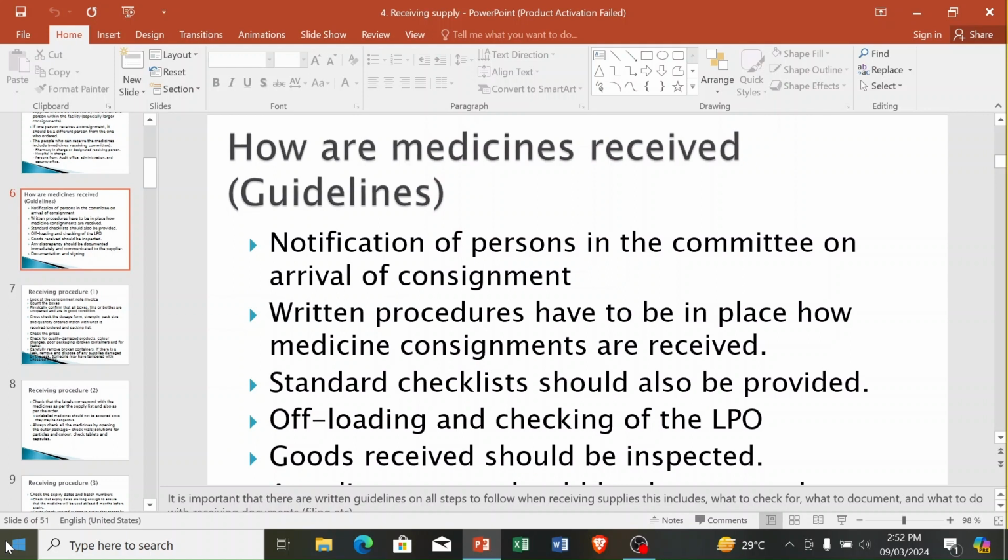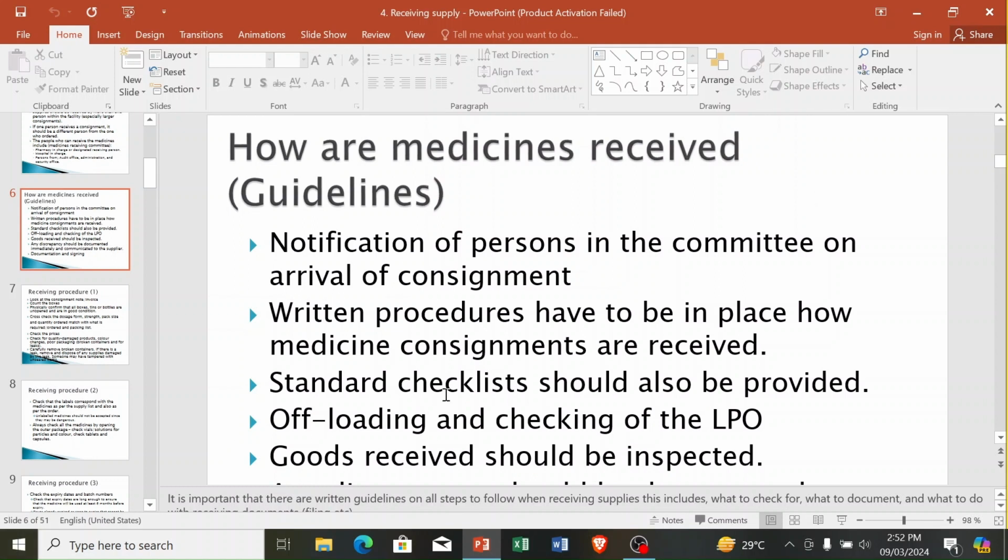They should be present in the process of receiving. So we don't have to take people by surprise and call them, come right now, we are receiving medicine. So you communicate early, notify the persons responsible, notify the committee, let the committee be aware that we are going to receive. We are expecting some products, we are expecting some medicines to arrive in the facility.